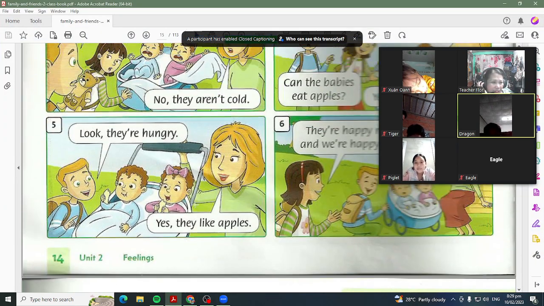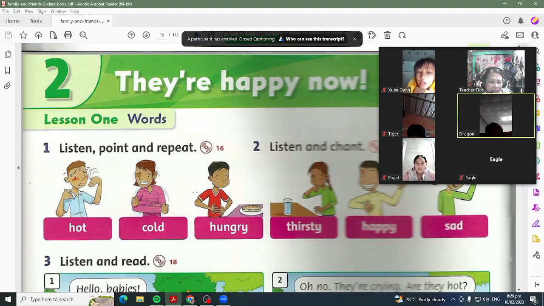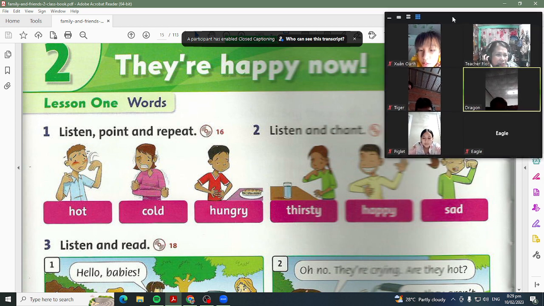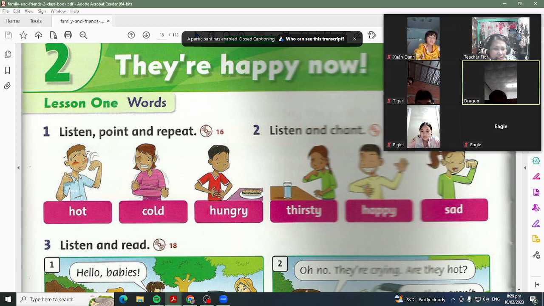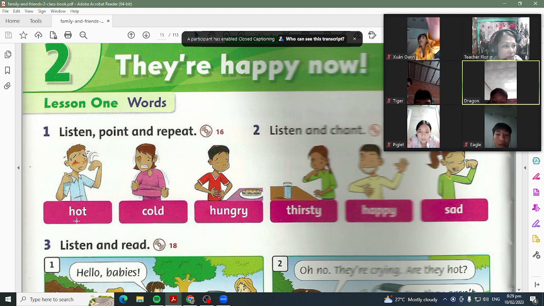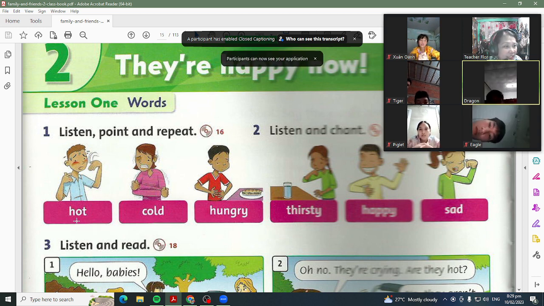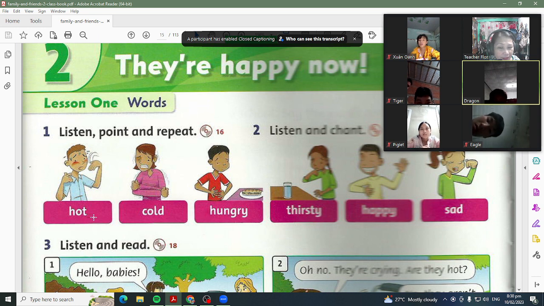Okay, so let's take a look at our vocabularies again. Can you see that? Okay. Dragon, read. Dragon, do you hear me? I don't know if you hear me or you don't understand me. You answer my question because I will call the others also, not only you. So you need to answer very fast, not so fast. I said read. Have you seen this? Hot, Dragon.